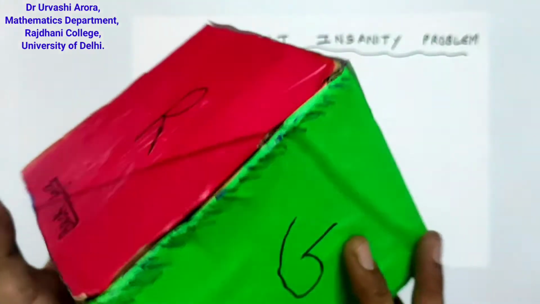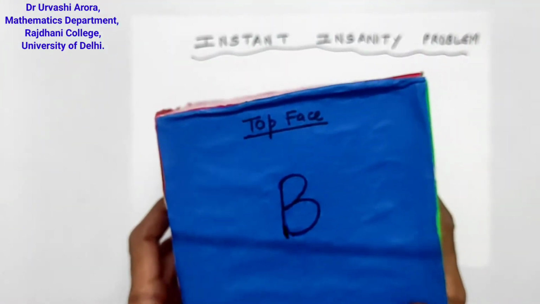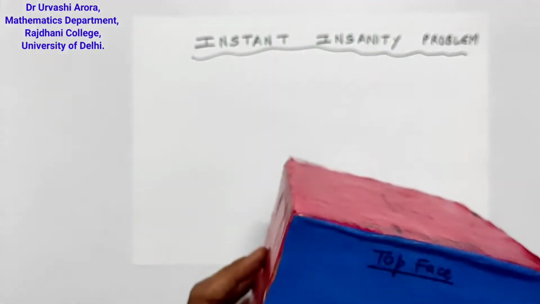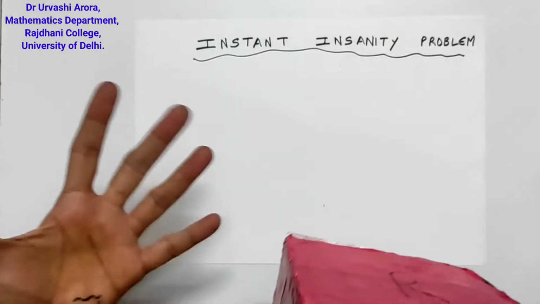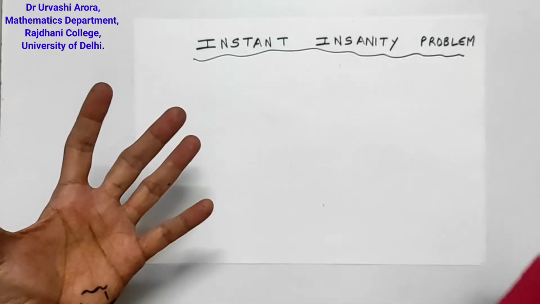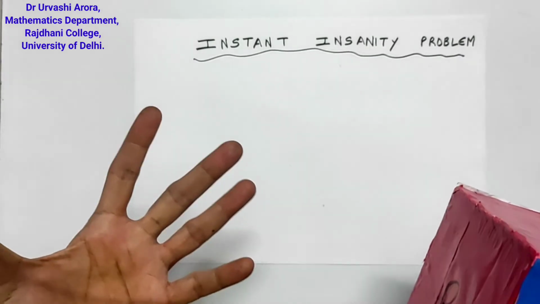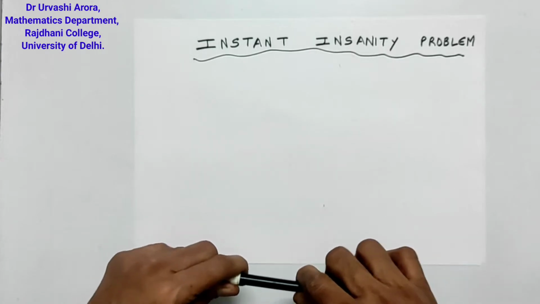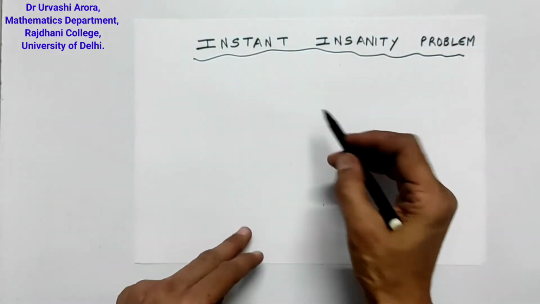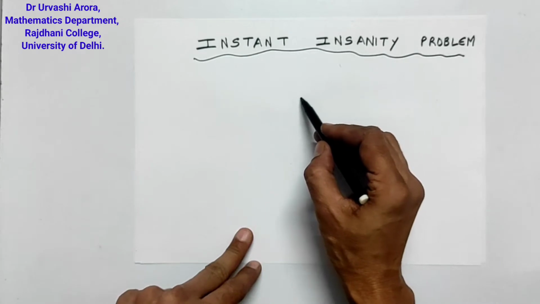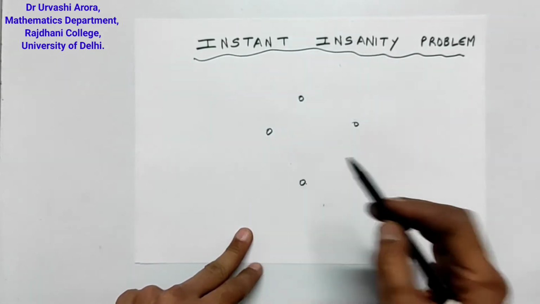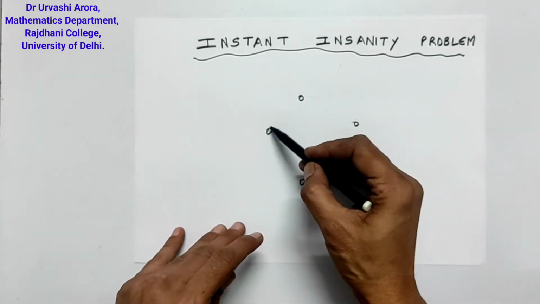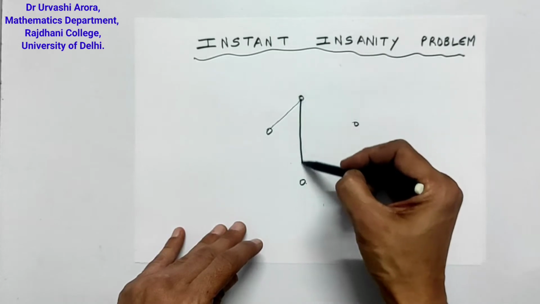Now as I already said, we are going to solve this instant insanity problem using graph theory. Before I actually go on to the instant insanity problem, let me give you an overview of what graph theory is all about, and then we can proceed to solving the problem. Graph theory is all about diagrams which consist of vertices. These vertices are nothing but points, and these vertices are joined by lines which are called edges mathematically.